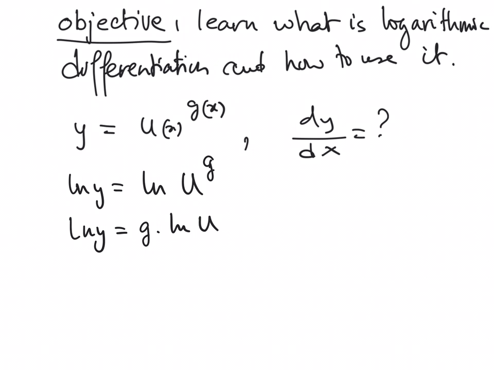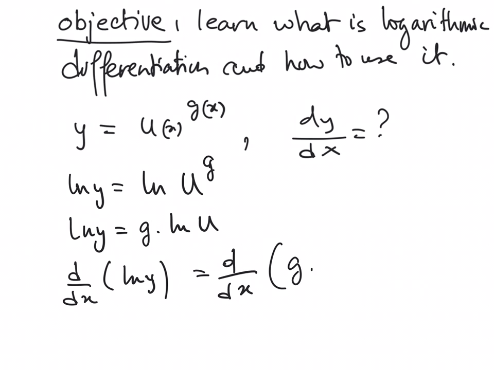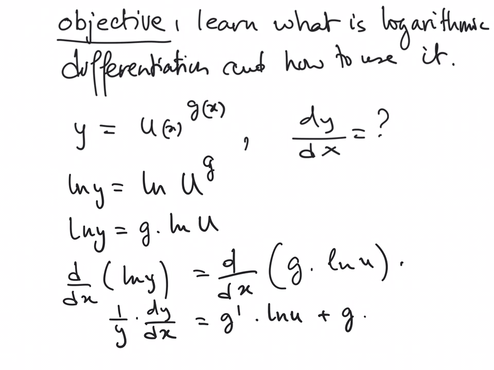The second step is to differentiate both sides with respect to x. So d over dx of ln y is equal to d over dx of the right side, g ln of u. Now the left side is a composite function, an ln function of y of x. So we use the chain rule that will give 1 over y dy over dx. The right side is a product of 2 functions, so we use the product rule: g prime ln of u plus g times 1 over u times u prime.